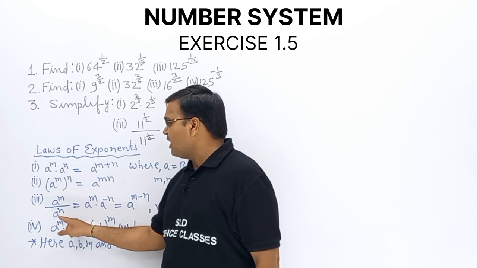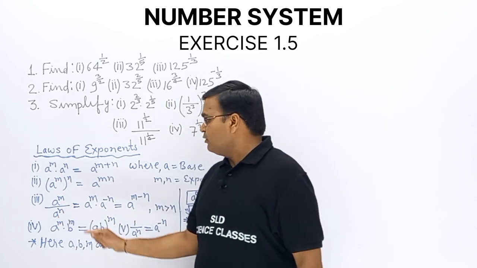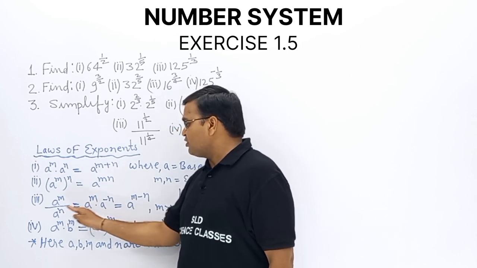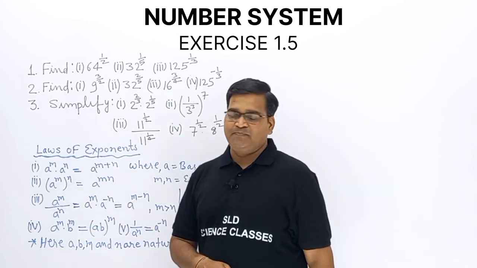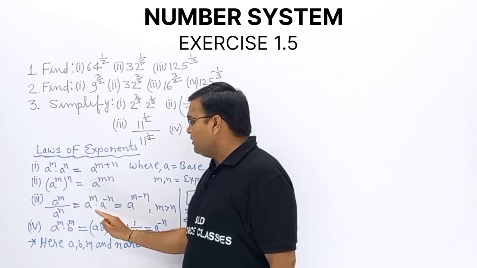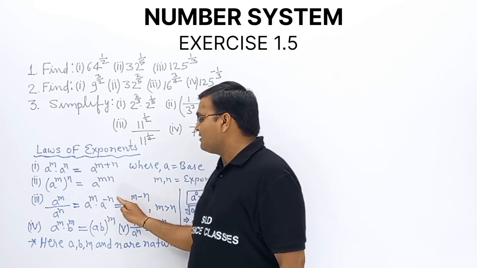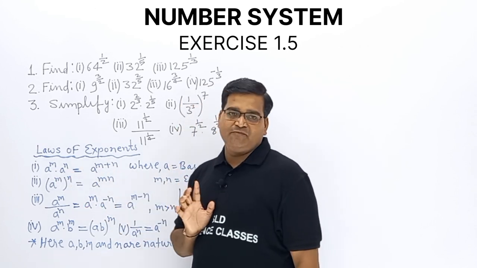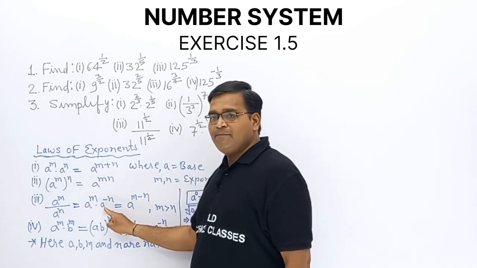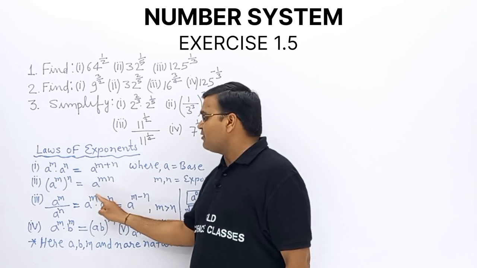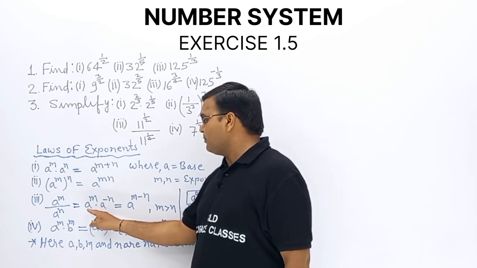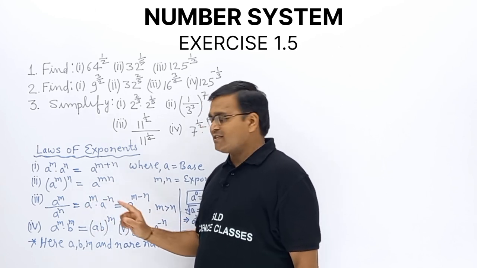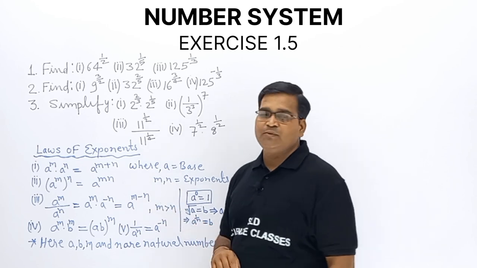Similarly, once we solve this one, a power m upon a power n, first bring this denominator part to the numerator, so I am taking a power minus n. Now a power m into a power minus n is similar to the first law. Base is equal, both are in multiplying form, so the powers will be added. A power m plus minus n, so this will be m minus n.